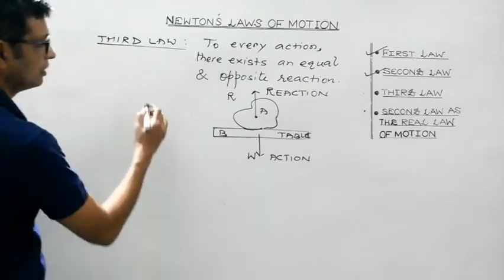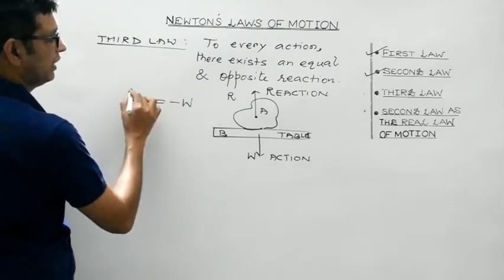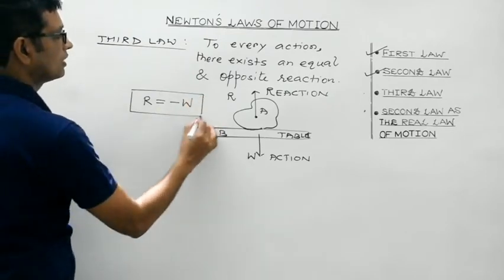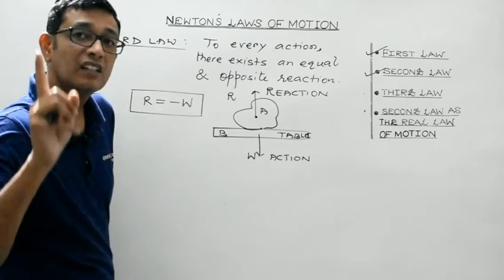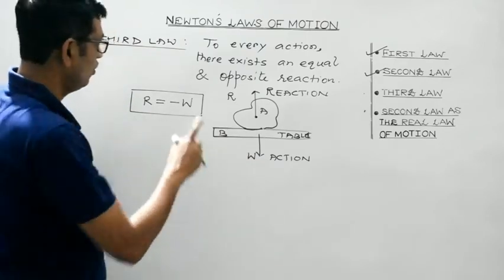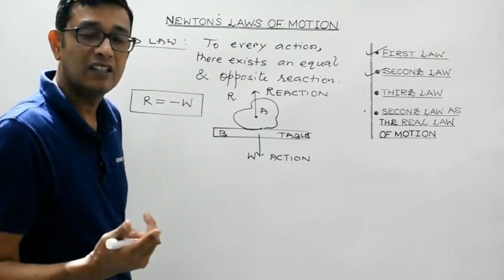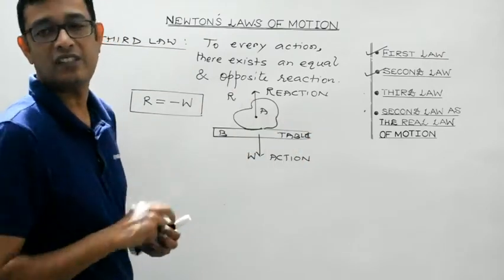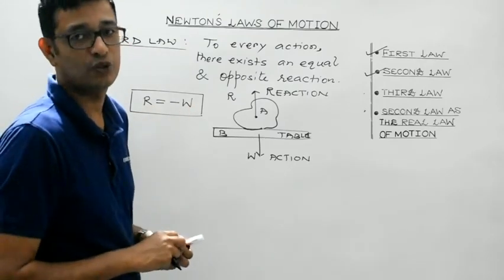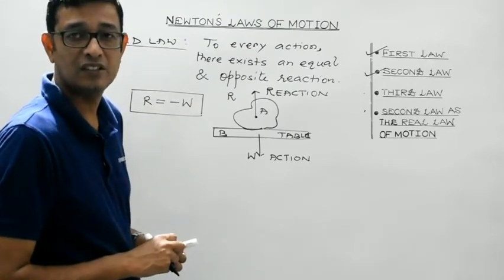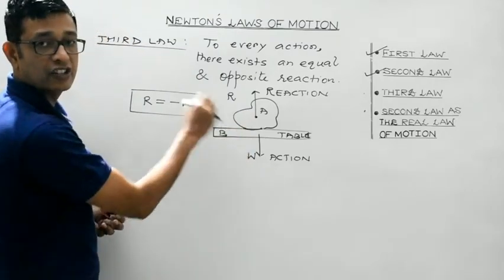And always remember, R is equal to minus W in the vector form. So, what does this equal sign represent? That reaction and action both are equal in magnitude. What does this negative sign represent? This negative sign represents that they are always oppositely directed. The angle between these two is 180 degrees. They are oppositely directed. Right, students? So, it is the case of action-reaction.